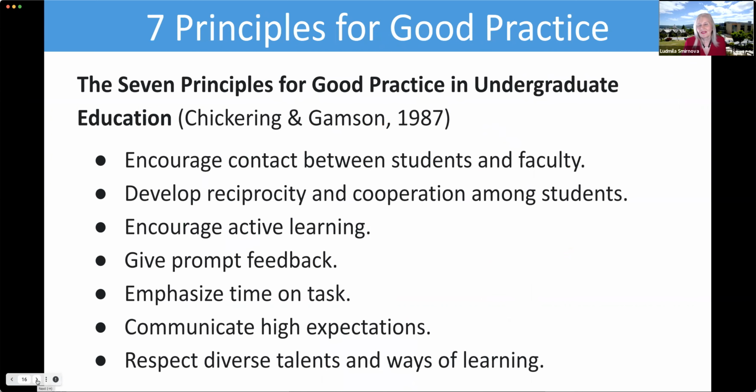So good practices 7, this very famous approach to good practices in undergrad education, designed by Chickering and Gamson, and many evaluation systems, many evaluation rubrics, how to evaluate courses, are based on these 7 principles, which are about: encourage contact between students and faculty, develop reciprocity and cooperation among students, encourage active learning, give prompt feedback, emphasize time on task, communicate high expectations, and respect diverse talents and ways of learning.